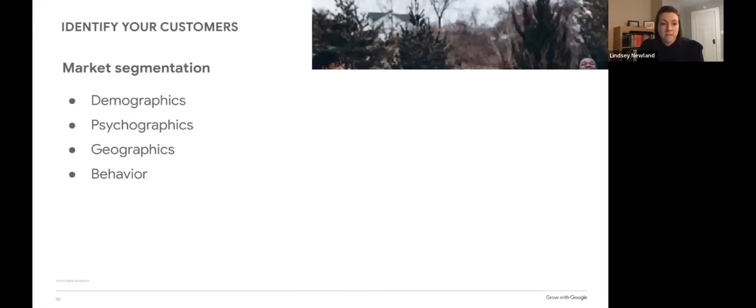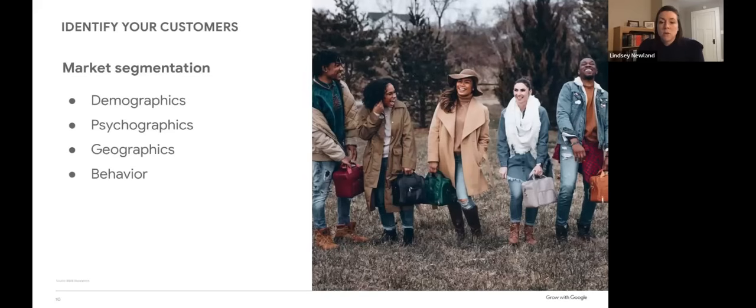When you're able to identify your customers, there's market segmentation. These terms may mean different things to different people, but demographics kind of covers, all right, where do they live? How old are they? How much money do they make? How many kids do they have? That kind of thing. And then psychographics gets directly to how do they feel? What are their ideals? What are their values? How do they feel about things?